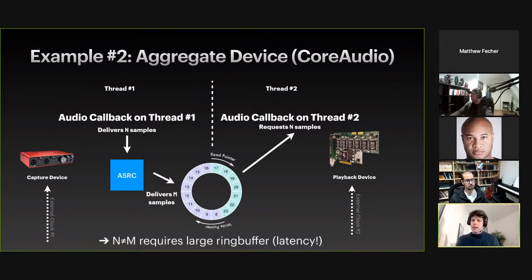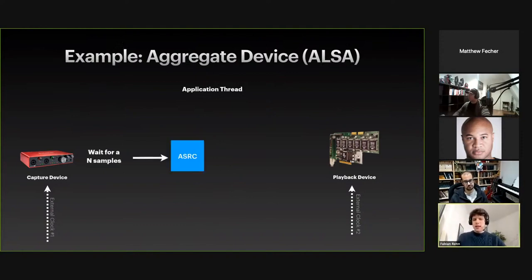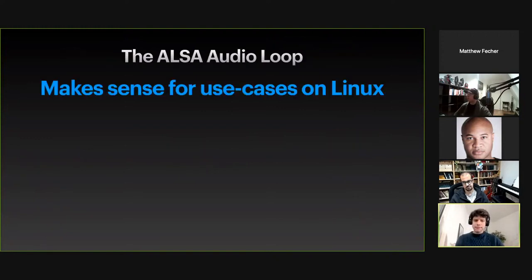And that, of course, introduces latency, right? Making this ring buffer larger. So the nice thing about ALSA here again is not only that this is all in one thread, but it doesn't matter how many samples we deliver to the playback device, right? So we can wait for n samples on the playback device. That gives us m samples, and we can just push the m samples into the playback device. The playback device doesn't need an exact amount of n samples. It can happily deal with m samples. So this is just an example to motivate why this API is really, really nice in this case.